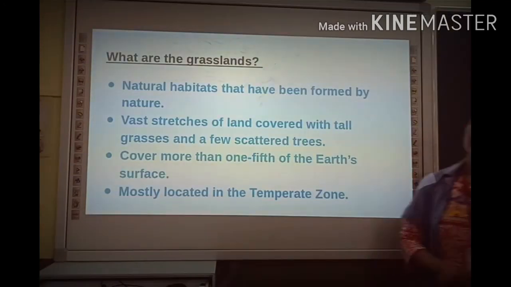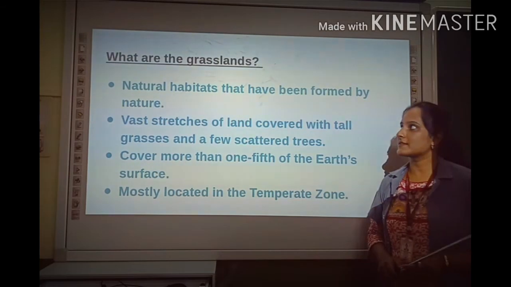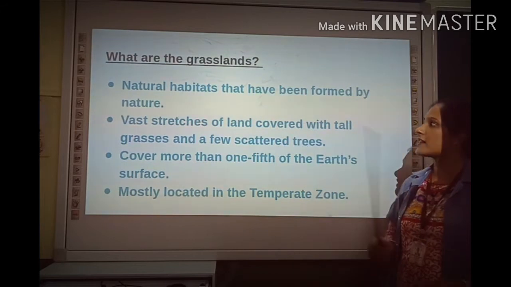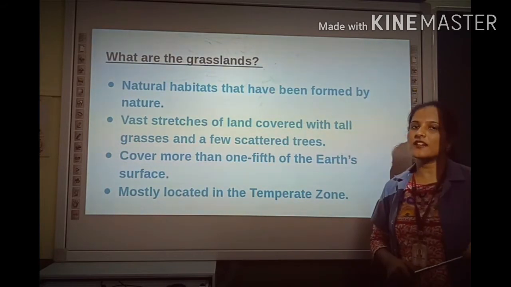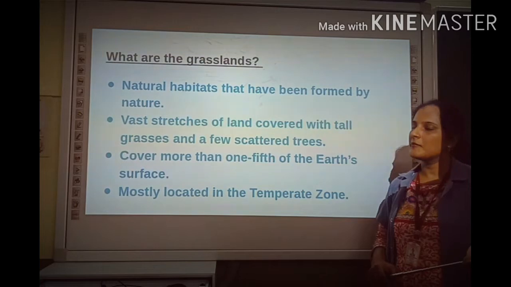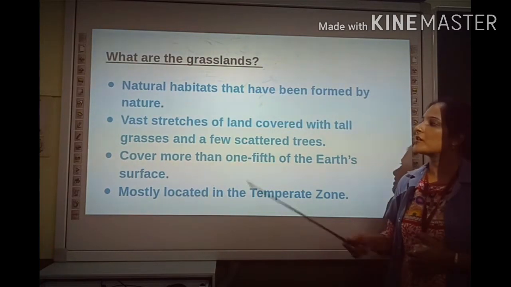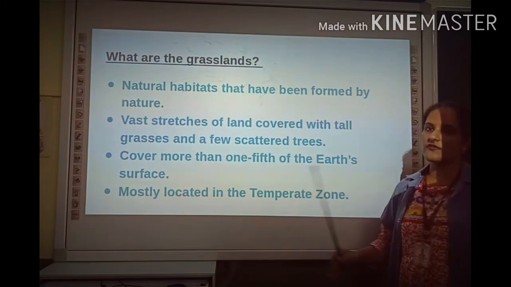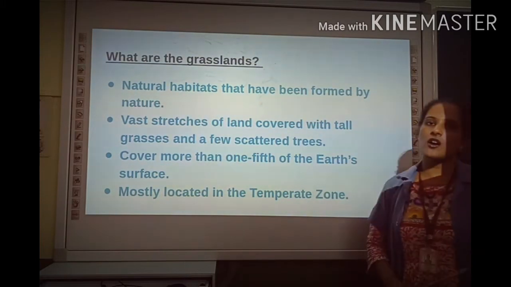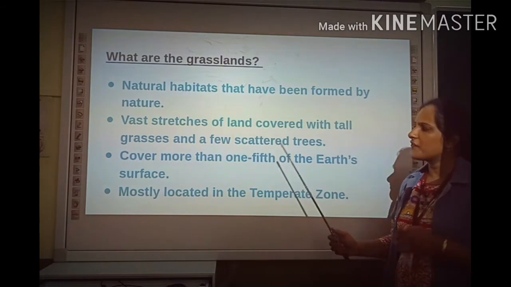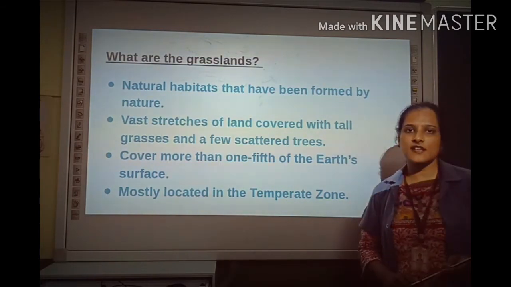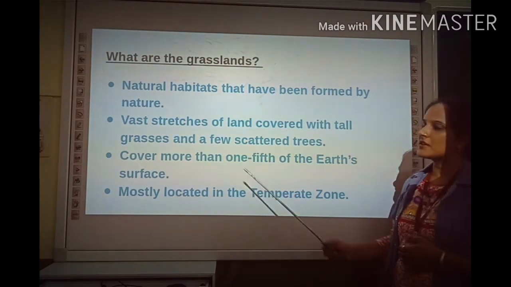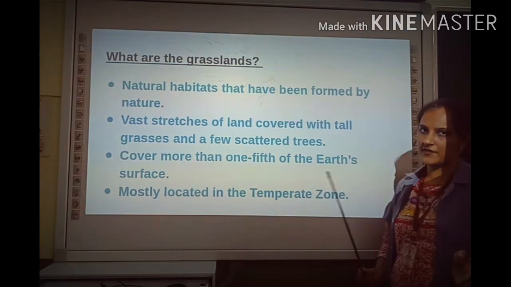So students, what do you mean by grasslands? Grasslands are just natural habitats that have been formed by nature. Those grasses are not grown by human beings, but have been formed by nature. And what are the grasslands? Those are vast stretches of land covered with tall grasses and a few scattered trees. Trees are very few in number because of the moderate climate.